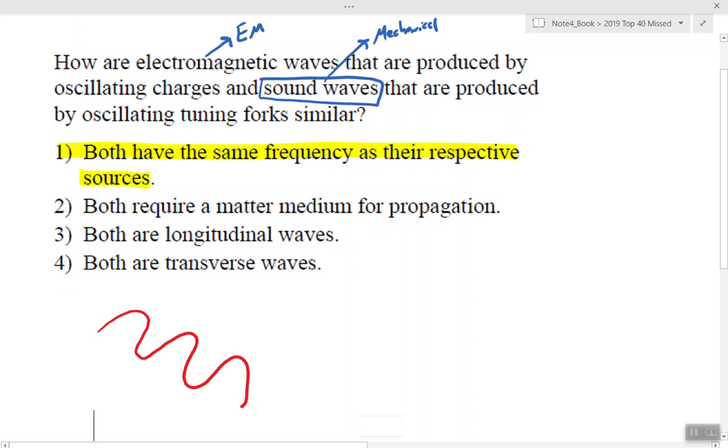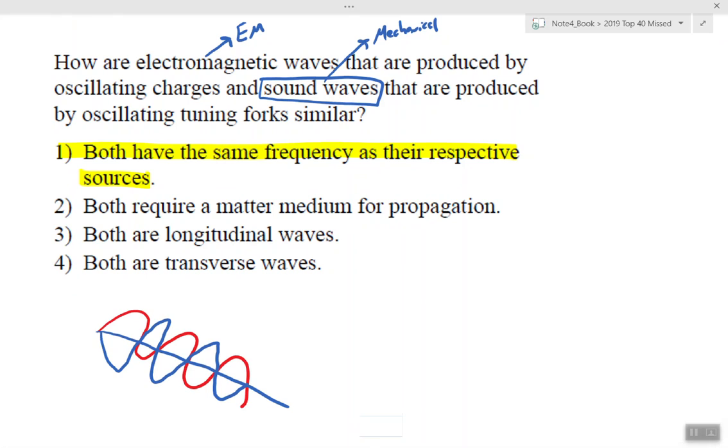Prepare for a terrible diagram, but if this is the electric field, I apologize, I'm really bad at drawing this, but imagine this blue one was perpendicular to this red one. That's what an E&M wave would look like. It wouldn't require a medium, it would travel at the speed of light in a vacuum, but it would carry energy. So that leaves us with choice 1.